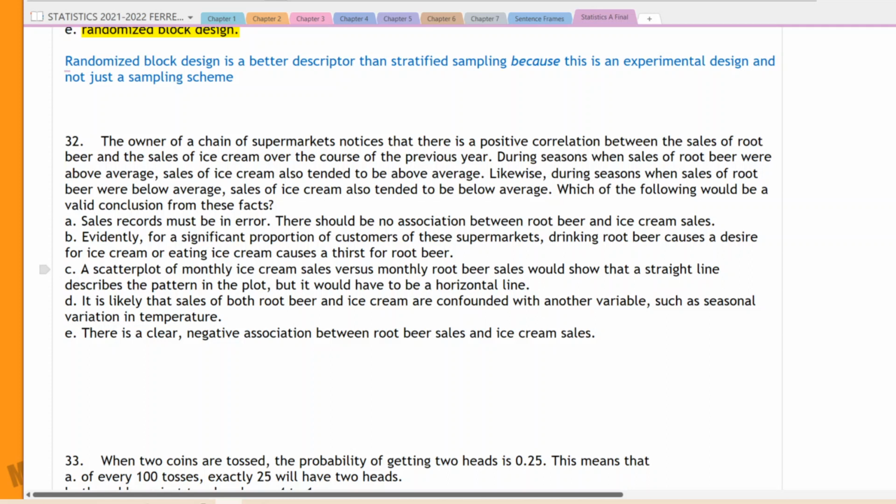So let's move on to number 32 here. Just a reminder that no one is saying that it's a good experimental design. It just is an experimental design.